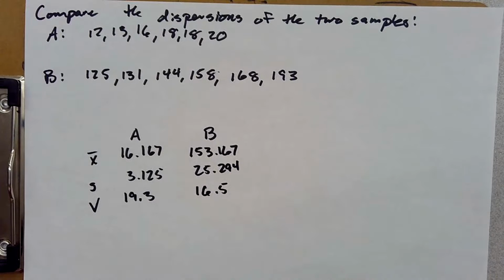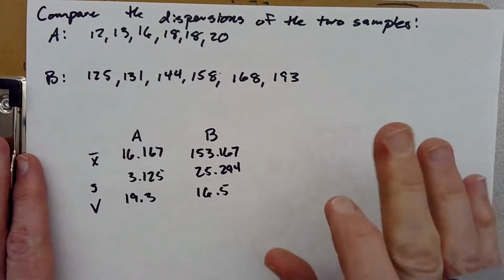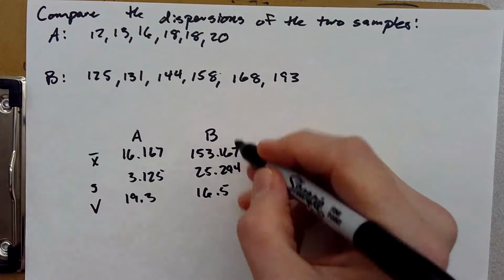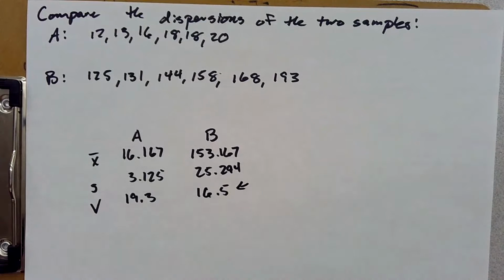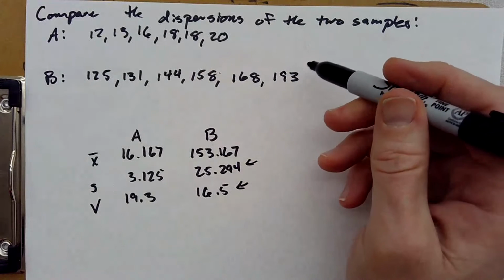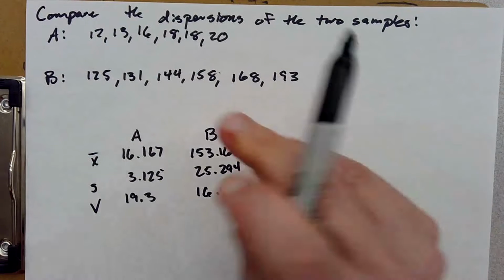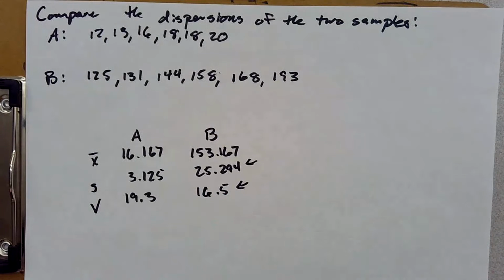So the question is, we want to compare these dispersions. We get these values when we make all these calculations. The important thing to know is that B has a larger dispersion, but it's also dealing with much larger numbers. It has a smaller relative dispersion. Related to A, B is dispersed a lot less.